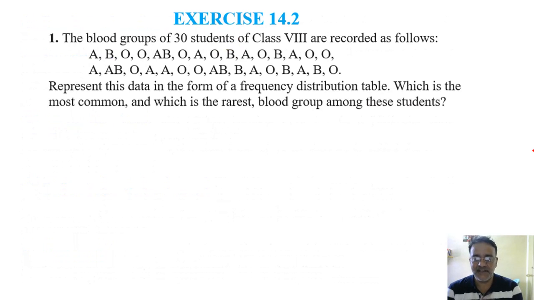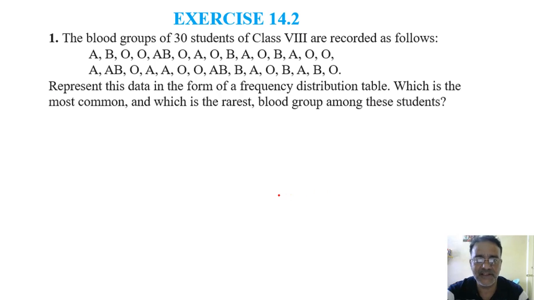Okay, so now let us start the first question of the second exercise, 14.2. These are the questions related to the frequency distribution table. In the whole exercise we have to construct a frequency distribution table. The blood groups of 30 students of class 8th are recorded as follows. Represent this data in the form of a frequency distribution table, and after forming it, answer this question: which is the most common and which is the rarest blood group among the students?